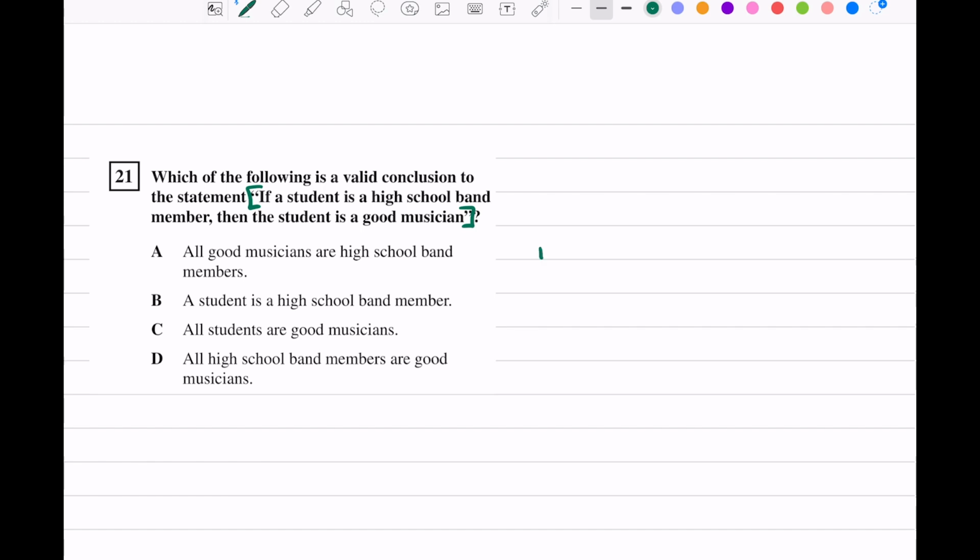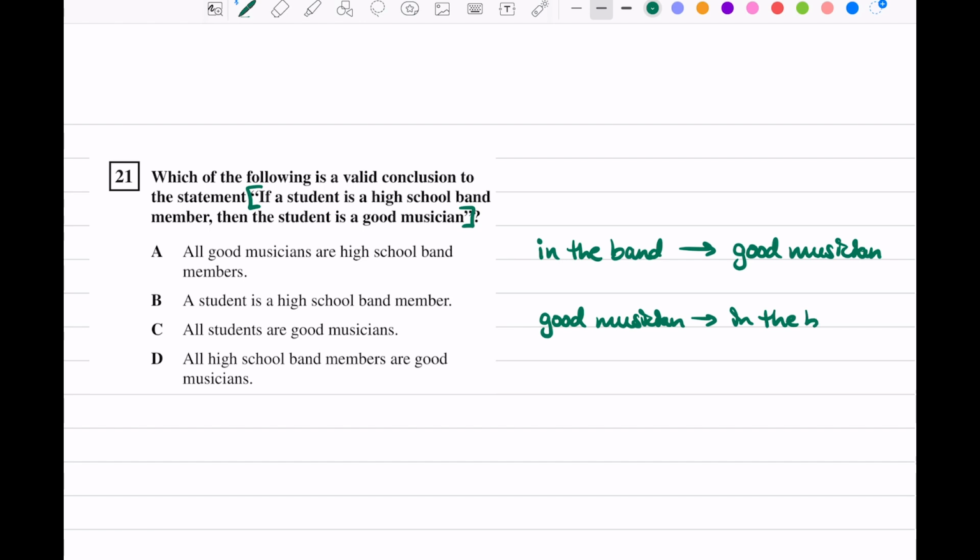Well, our statement is saying if a student is a high school band member, then they're a good musician. So writing it more simply, you could say in the band, that means good musician. But option A is saying if you're a good musician, that means you're in the band. That is not what our original statement is saying. So we can mark that off as incorrect. It is not a valid conclusion.